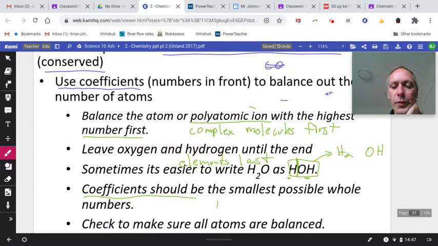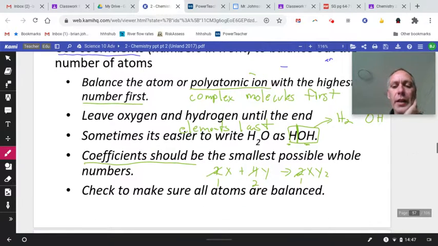So if you finished with 2x and 4y, and you get 2xy2, we can simplify that to 1, 2, and 1. And your last step is to go through and just do an atom count to make sure they're balanced on both sides. Really, the key to balancing is practice makes perfect.